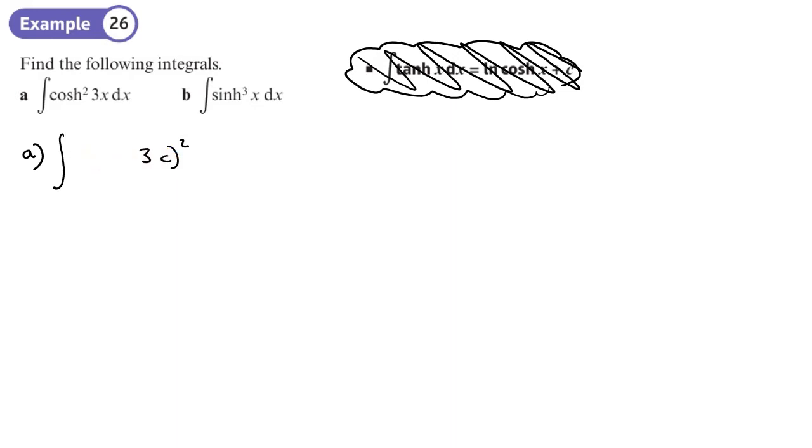So we're going to have to use a different method here, and we're going to use a trig identity to help us out. So what have we got here? Cosh squared 3x dx, and cosh squared appears in the identity of cosh 2x, and that is 2 cosh squared x minus 1. Yeah, that's where that identity appears.